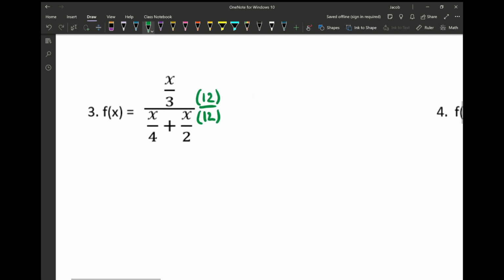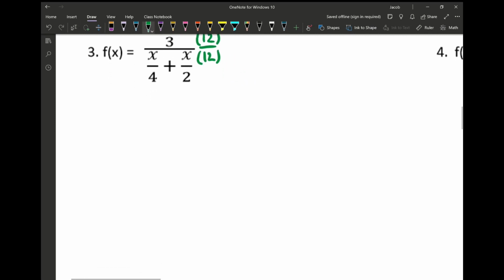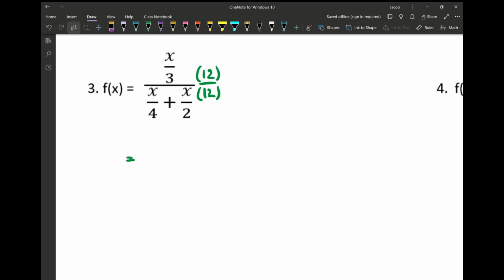And again, I'm going to work down. So I'll have 12x over 3 divided by 12x over 4 plus 12x over 2. Now, if we were going to multiply by the reciprocal, we would have to do an extra step in here, which is add these fractions together.